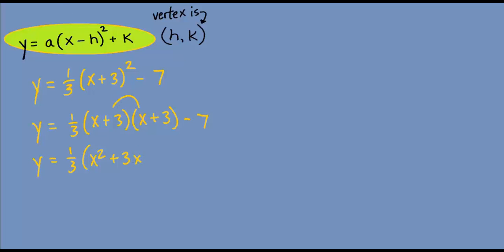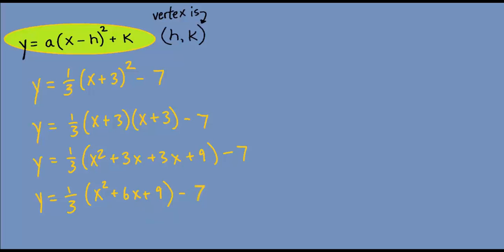3 times x is 3x. And 3 times 3 is 9. And then the -7. All right, and now we're going to just combine some like terms here, because 3x plus 3x is 6x. So we're going to have x squared plus 6x plus 9 minus 7. All right, and then jumping over here to the right, we're going to distribute that -1/3. We're going to multiply it by everything in there.